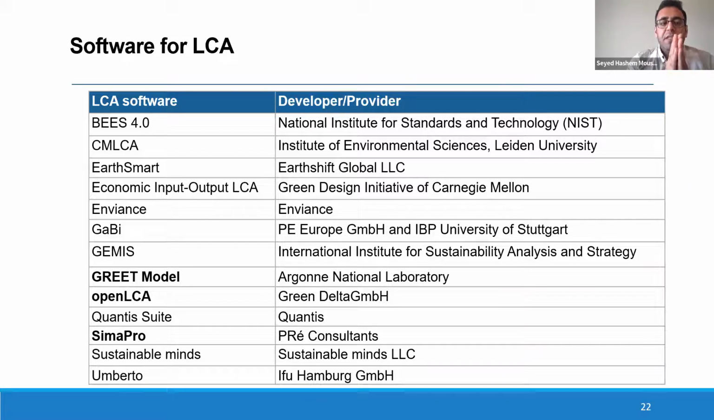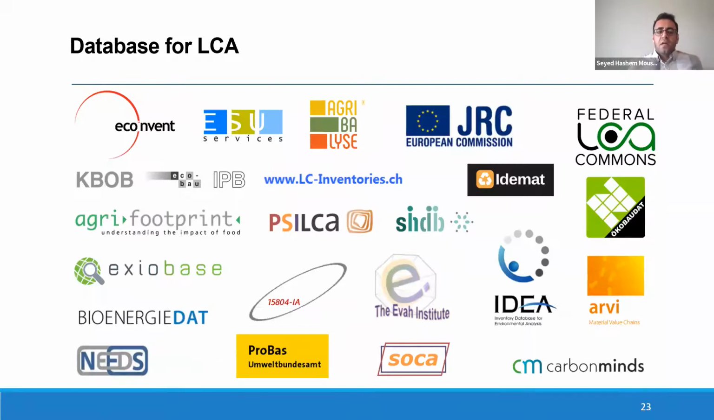Here is a list of different software for doing LCA. GREET model, OpenLCA, and SimaPro are some of the most common software that we usually use for life cycle assessment. During the impact assessment, we are translating the inventories of input and output into different environmental impacts. For those, we usually use different databases. Ecoinvent is one of the most common databases that we can use for this step.